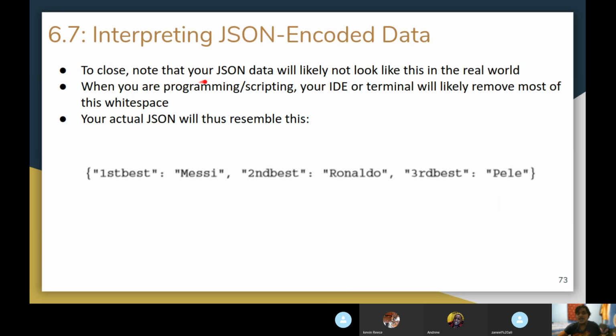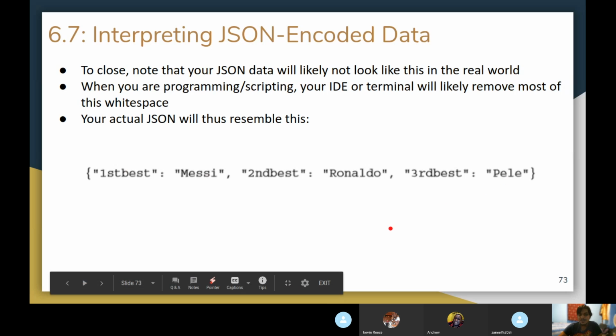So to close, note that your JSON data will likely not look like this in the real world. When you are programming or scripting, your IDE or terminal will likely remove most of this white space. Your actual JSON will thus resemble this. So you have the same curly braces, but you see now we don't have the new line. We don't have key value, comma, and then key value, comma, key value below. It's just going to the side.